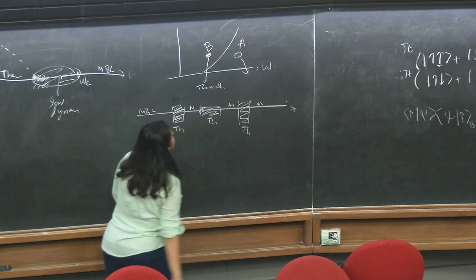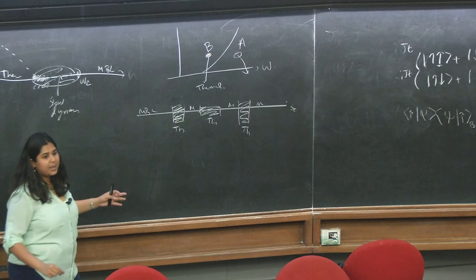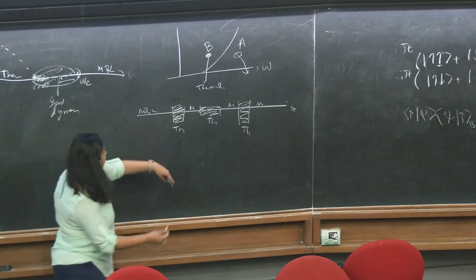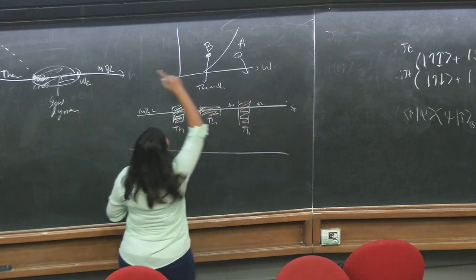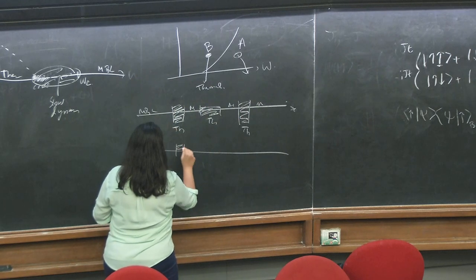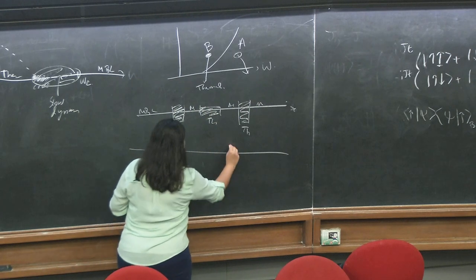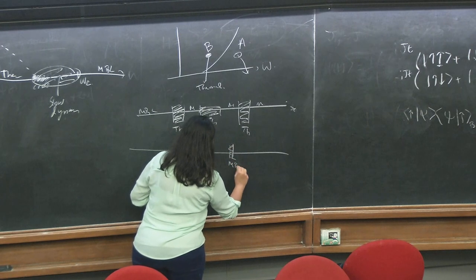And the question is, how do these patches affect your system? And obviously the converse is what I was talking about with slow transport, which is you have little bottlenecks, which are MBL, in an otherwise thermalizing system.